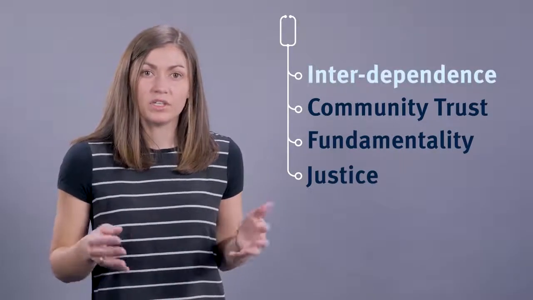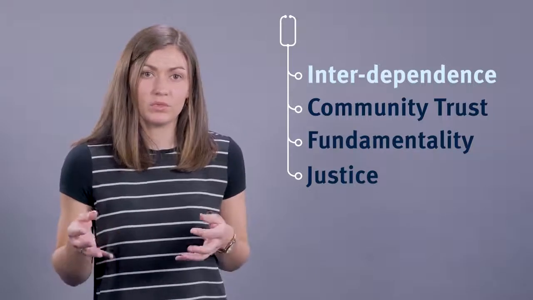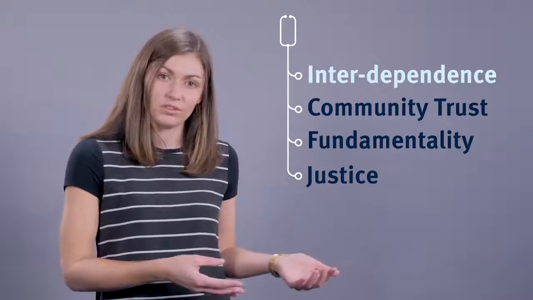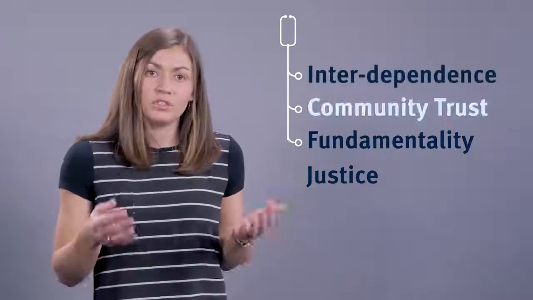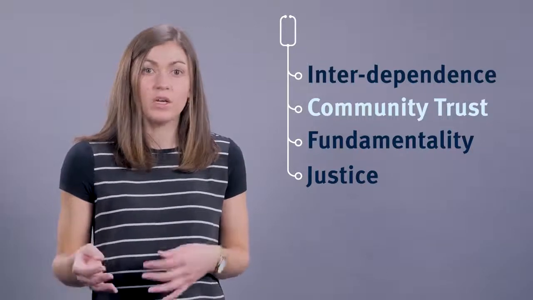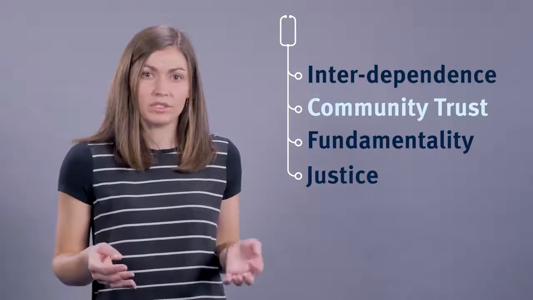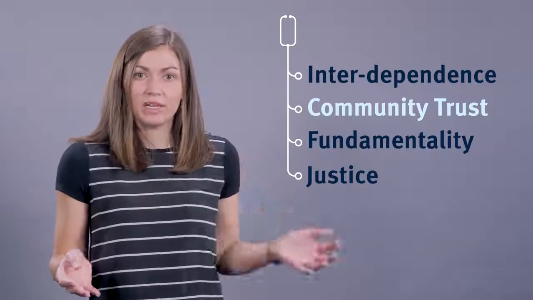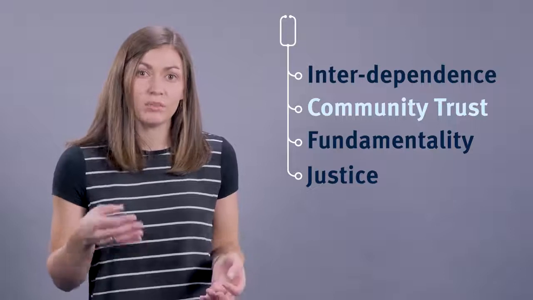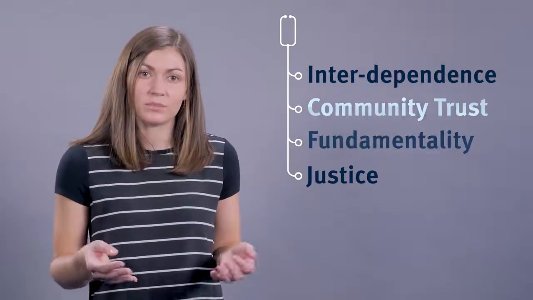Interdependence is about achieving community health in a way that respects individual rights, or recognizing that the health of some often depends on the health of others. Community trust is about developing and maintaining trust through communication, community participation and collaboration, transparency, maintaining confidentiality, cultural appropriateness, and obtaining the community's consent for interventions.